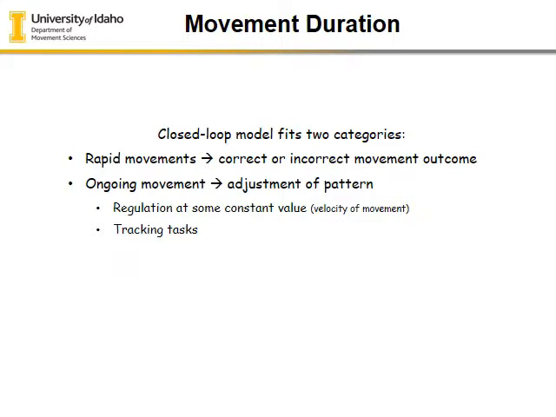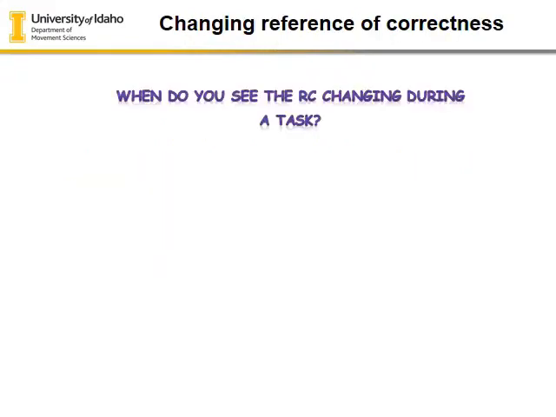And then you have these ongoing movements, where you have the ability to adjust the pattern of motion. Whether I'm walking or paddling or doing something where I can constantly adjust whatever I'm doing through the environment, there's some regulation at constant values, like some sort of velocity movement. Oftentimes this refers to some tracking task where we are constantly adjusting our pattern based off of the feedback given in the system.